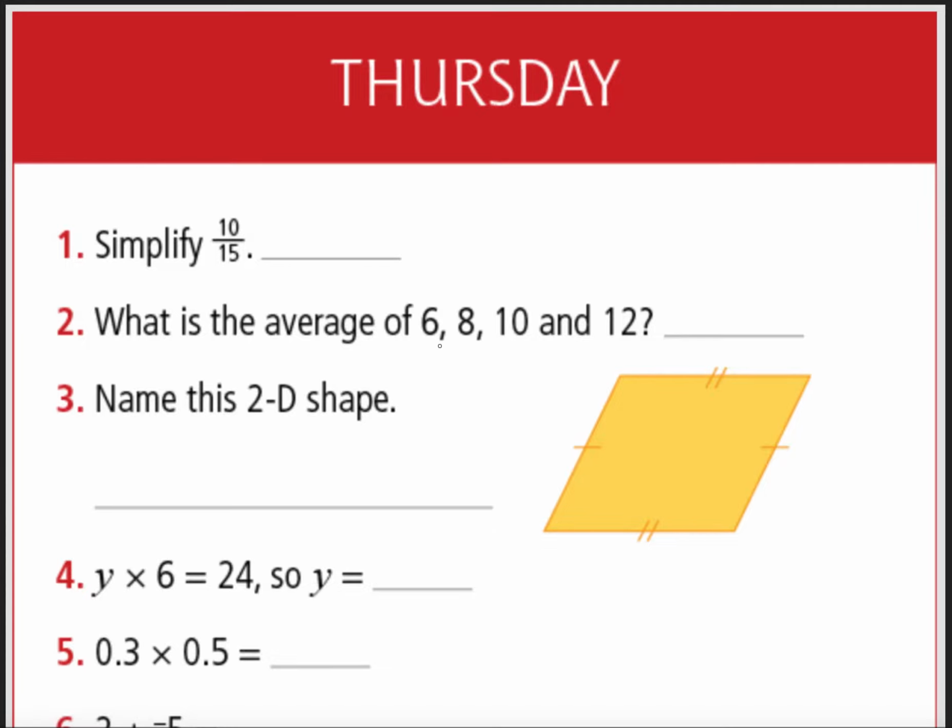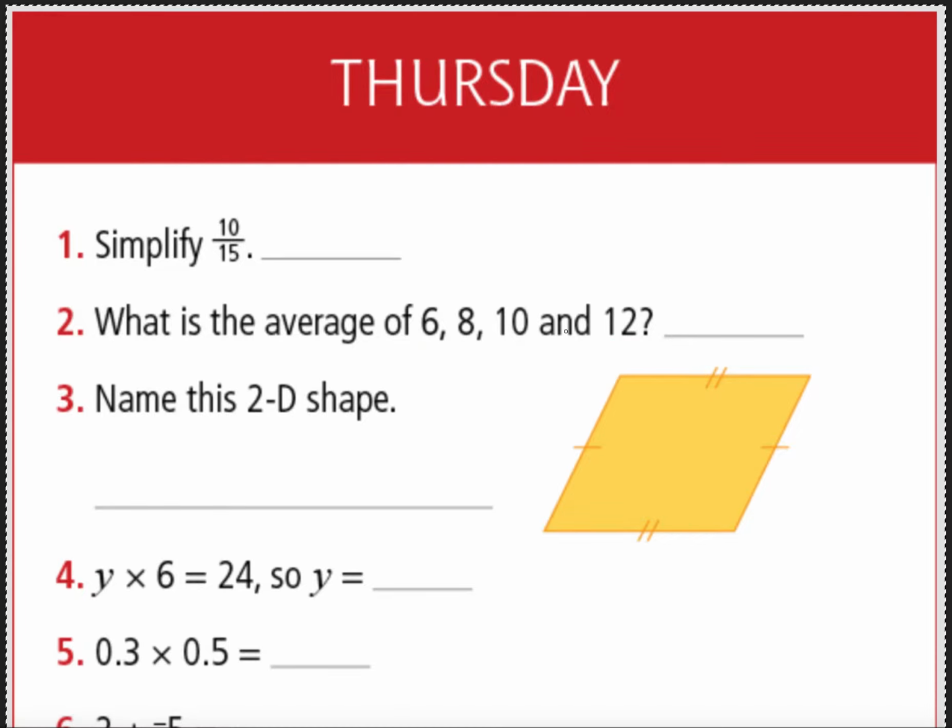Number 2, they're asking us what is the average of 6, 8, 10 and 12. Now the first thing that we have to do there is add up these four numbers. Okay, add the four of them up and hold on to that answer. And then you need to divide that answer by the number of numbers that we have here. So there's 1, 2, 3, 4 numbers. So we add the four numbers up and then divide the answer by 4, and that'll tell us what is the average.